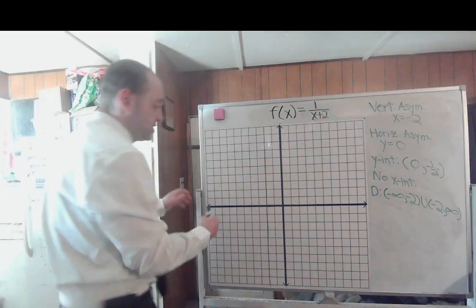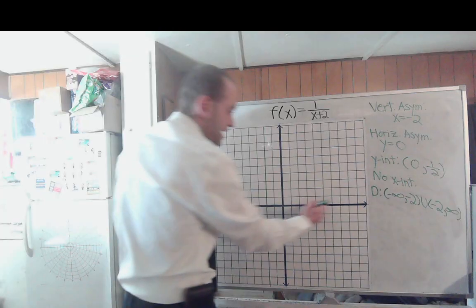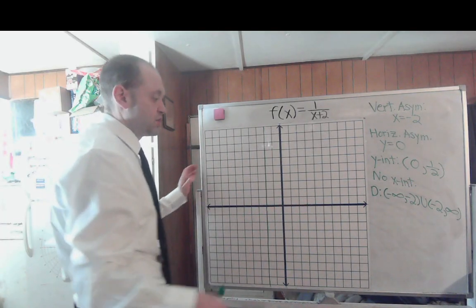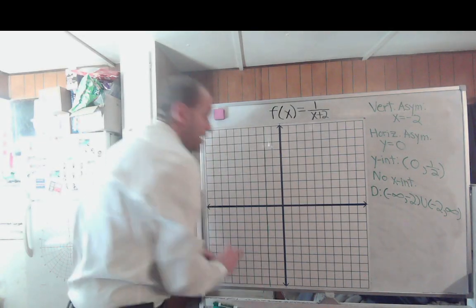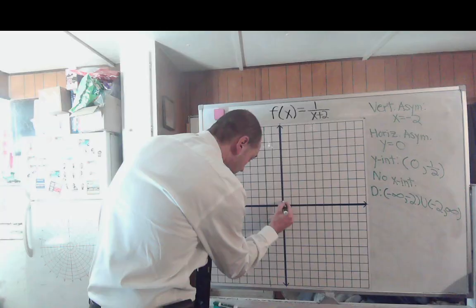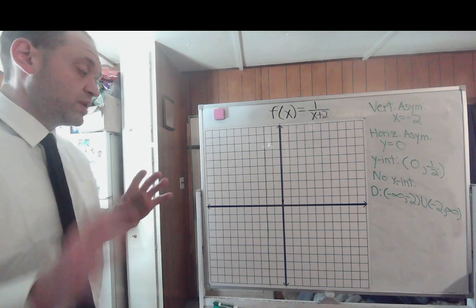I don't think we need to draw the horizontal asymptote because it's literally the whole x-axis at y equals 0. So that's pretty good for that. We can, however, plot that y-intercept at (0, 1/2). That could definitely help us out. There's the y-intercept. Alright, so what's this going to look like?